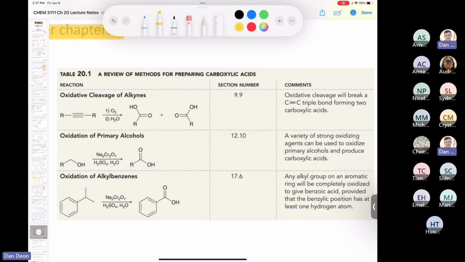The first one is an oxidative cleavage of an alkyne that was covered in section 9.9. So we said that if you take an alkyne and you do an ozonolysis and then treat it with water, that will give you 2 carboxylic acids. We also said you can oxidize a primary alcohol with the Jones reagent. And so I told you that this is called the Jones oxidation. Anyhow, the name isn't even in the textbook, but that's what it's called.